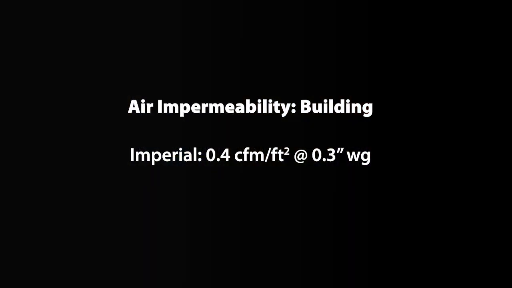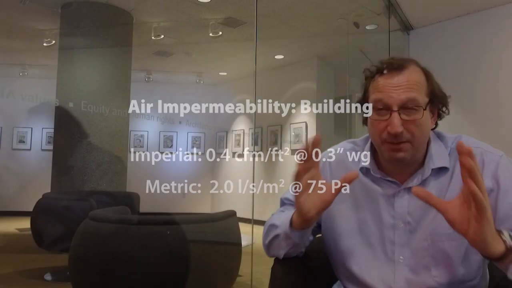There are usually three numbers given in specifications for an air barrier system on a building. The most important number is the overall building air tightness, and that would often be measured with a number like 0.4 CFM per square foot of enclosure area at a pressure of 0.3 inches of water column. In metric terms, that's 2 liters per second per square meter at a pressure difference of 75 pascals. That's the important number that we're trying to achieve.